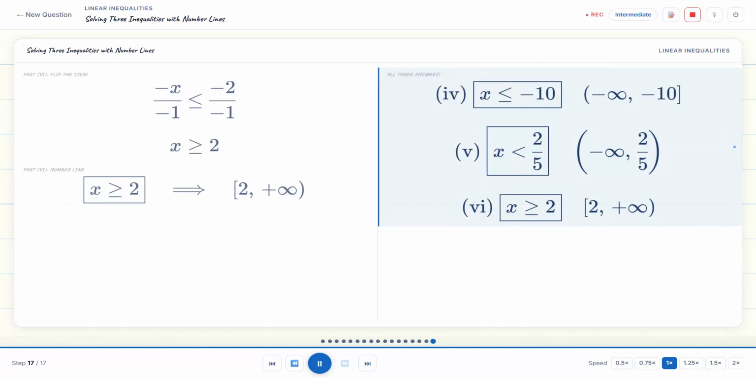Great job, here are all 3 answers. For part 4, x is less than or equal to negative 10. For part 5, x is less than 2/5. And for part 6, x is greater than or equal to 2. You did amazing work with inequalities today.